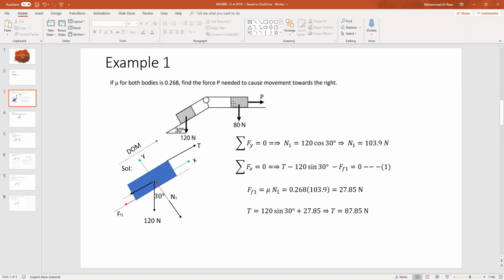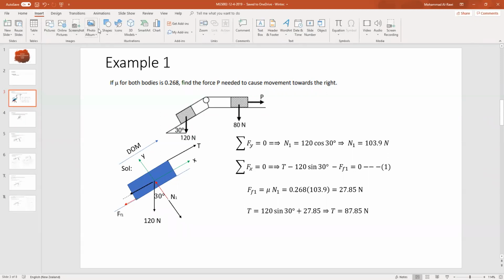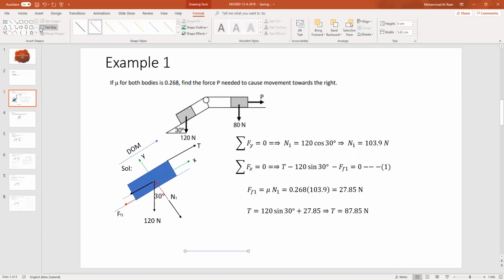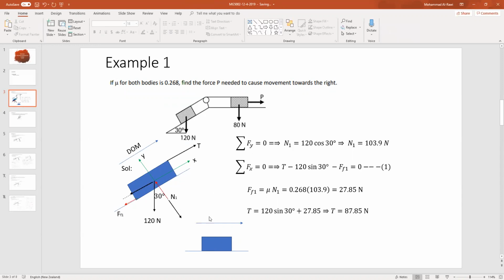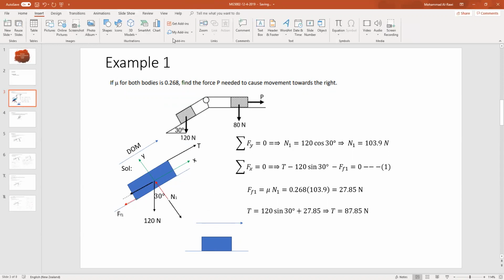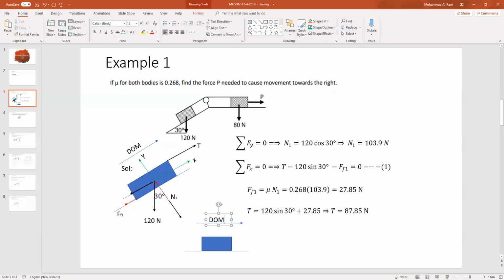If we now try to solve this, we need to draw the free body diagram for the second block, which is the 80 newtons. So I will sketch again. This is my second block. The second block is easy because it's not inclined. This is the direction of motion, that way. Again, I need to state that so people can understand what we're saying. DMI stands for direction of motion.